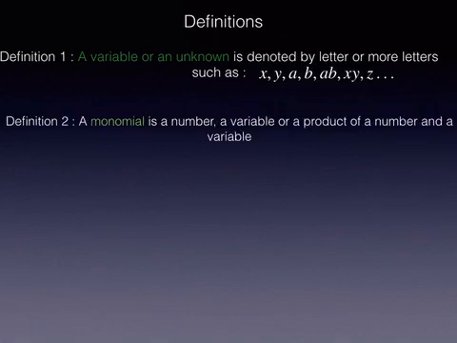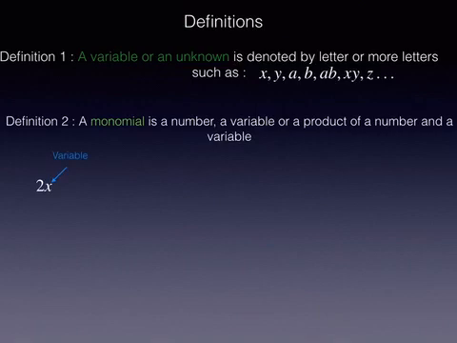Definition 2, so a monomial is a number, any number, negative or positive, a variable, or a product, a variable defined by definition 1, x, y, etc., or the product of a number and a variable. Example, 2x. 2x is called a monomial.